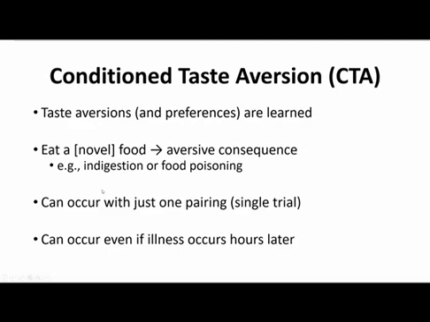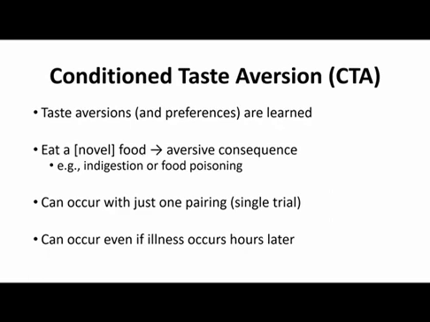Next, we're going to talk about conditioned taste aversion, sometimes shortened to CTA. Our taste aversions and even our preferences are usually learned. There are some innate preferences for different foods. For example, young children tend to really like sweet things, even from a very young age. But a lot of our likes and dislikes from food come from learning and experience. But we're going to focus on the special case that is conditioned taste aversion.